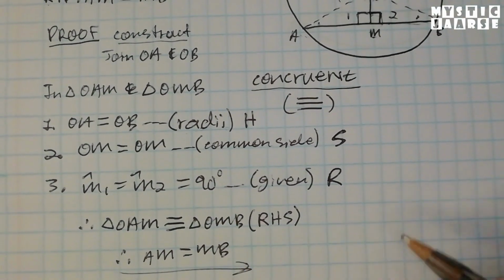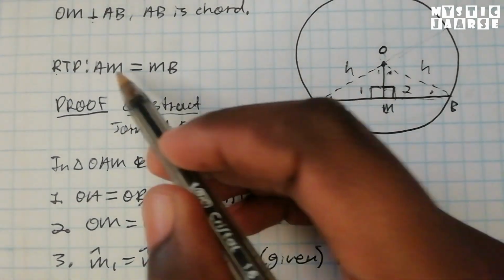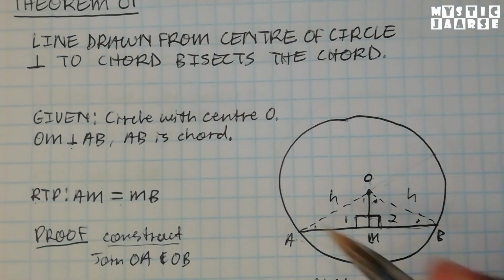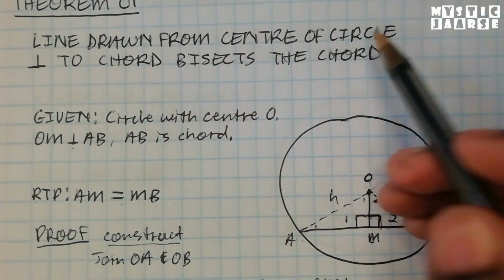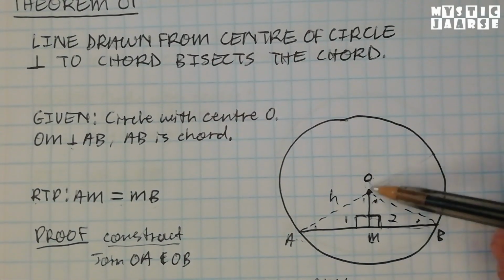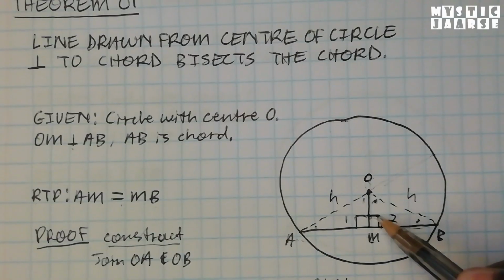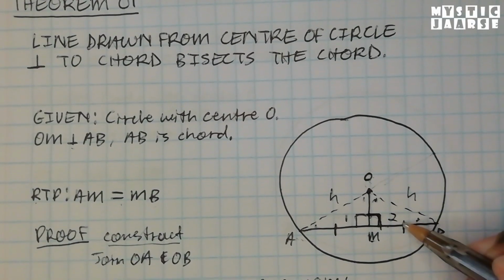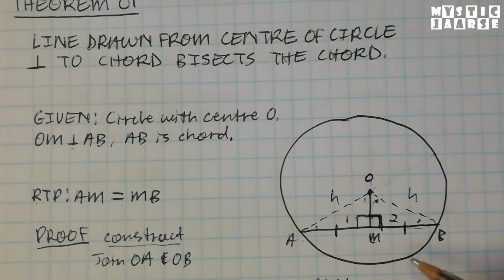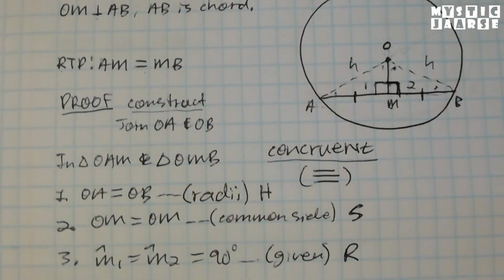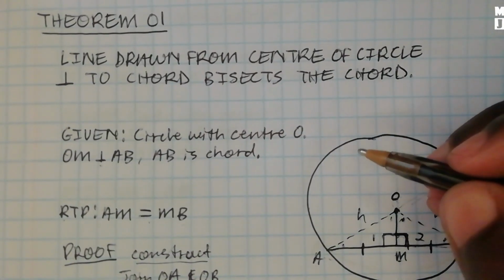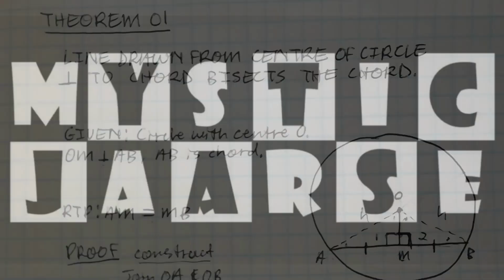So by saying this, we have proven that AM is equal to MB, meaning that a line drawn from the center of a circle perpendicular to a chord bisects that chord, meaning length AM is equal to length MB. This is how you prove the first theorem in Euclidean geometry grade 11. Thank you for watching.